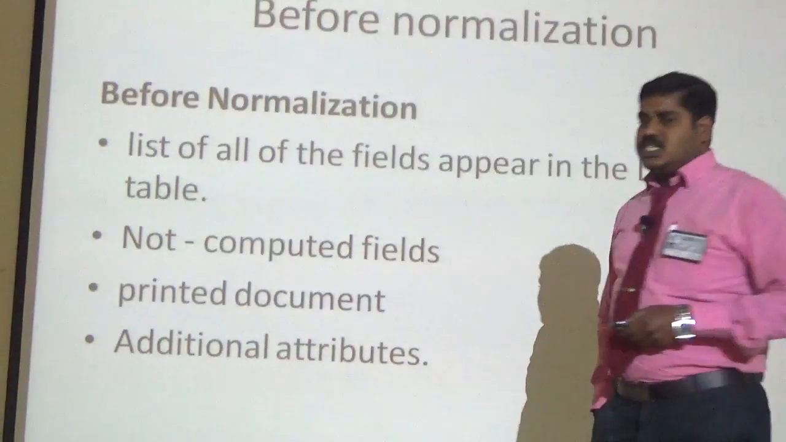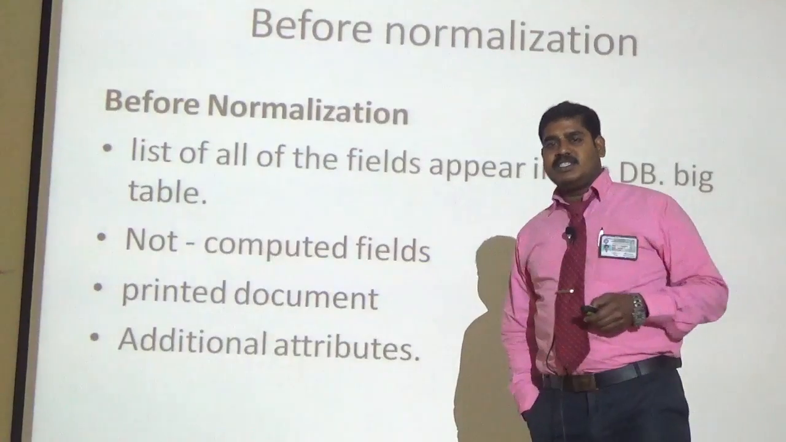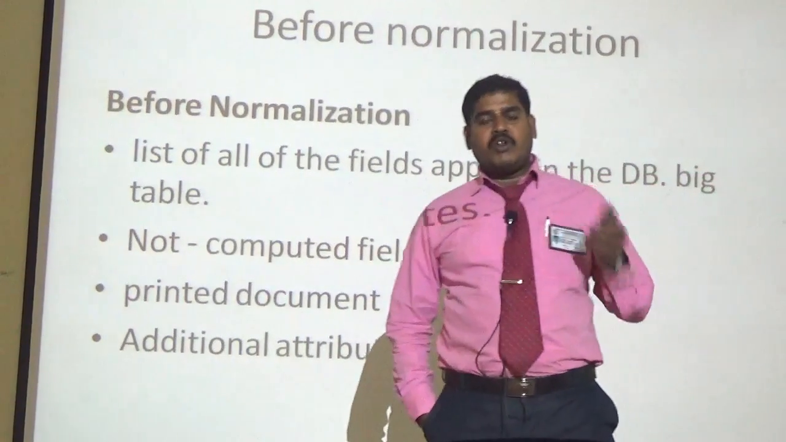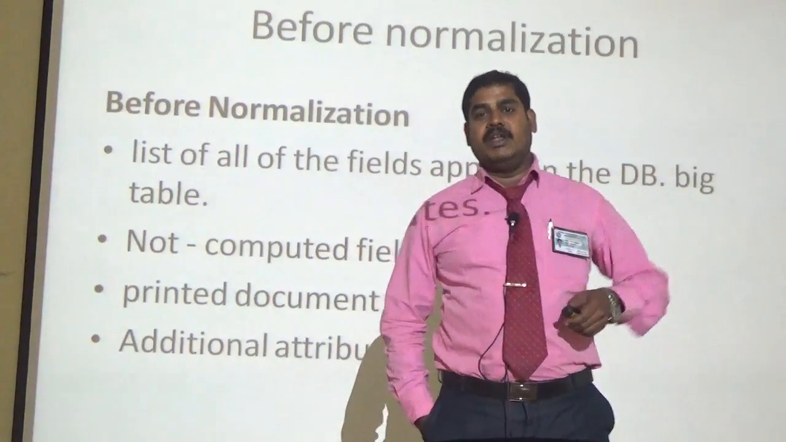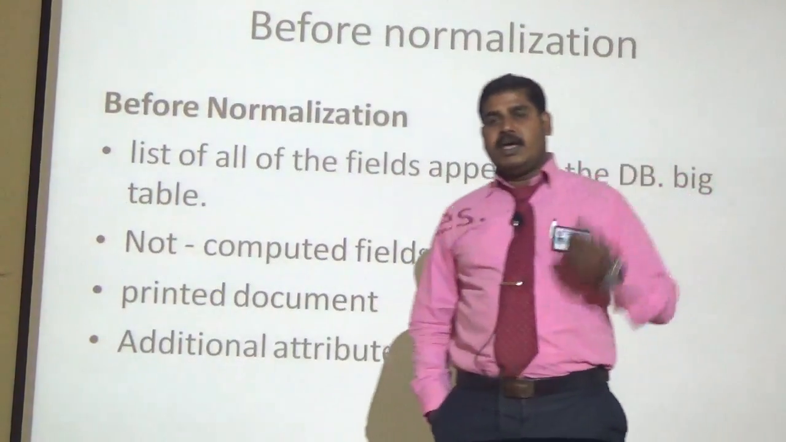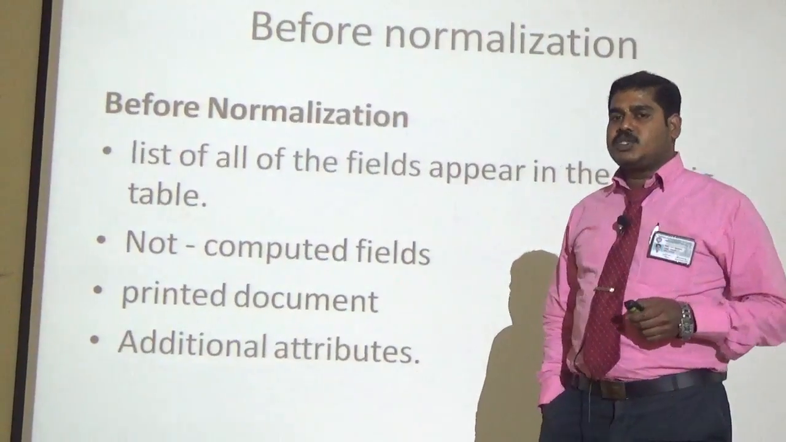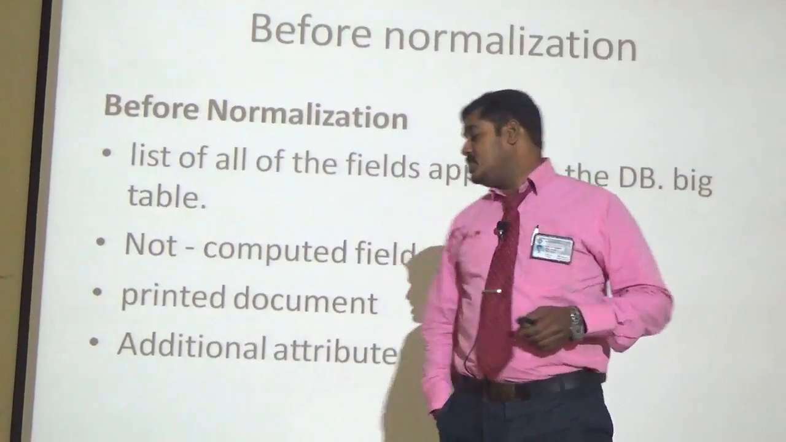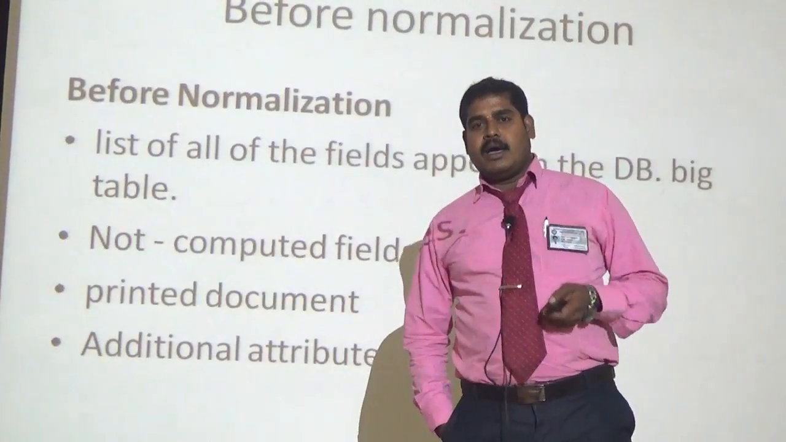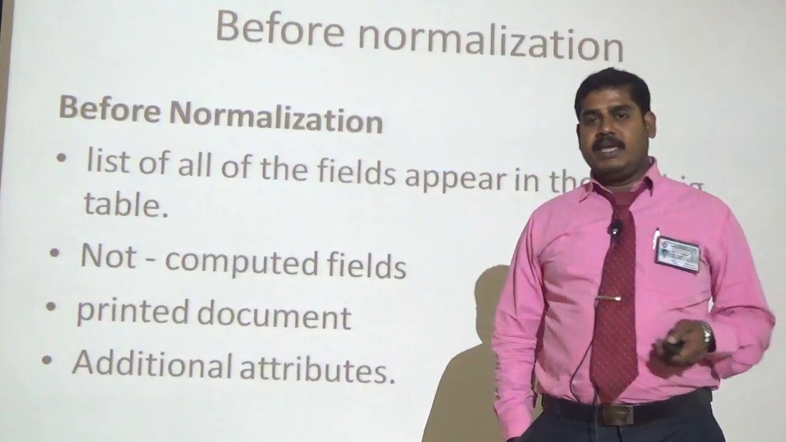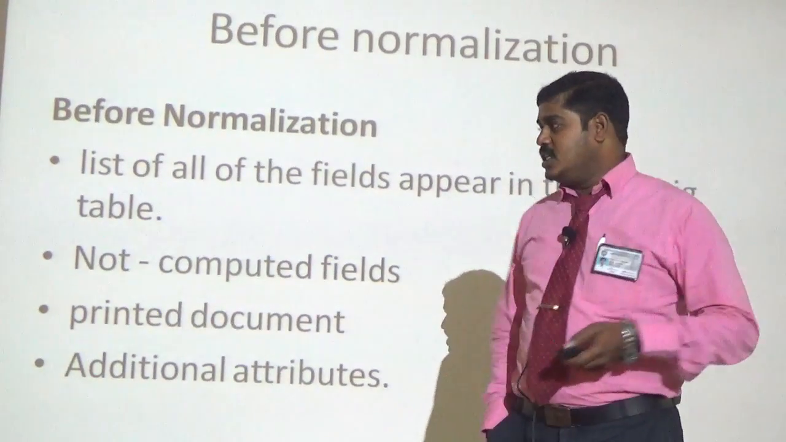Before normalization, what do we have to do? We have to have a very big table. The input for normalization is a very big table, and finally we will have a group of smaller tables from the big table. The smaller tables will be a subset of the main table. So, we have to have a very big list of fields, that's the input for normalization. We should not have computed fields like result, average, and CGPA. These are not necessary and are not going to be included in the normalization input table.